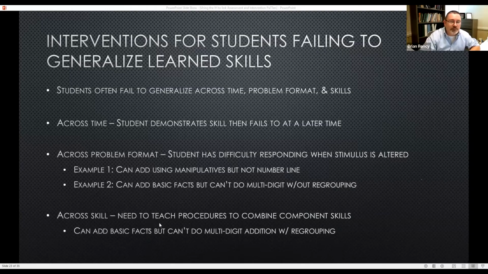And then across skill, you need to specifically teach procedures to combine component skills. Basically if a kid has a basic fact, but they can't do multi-digit addition with regrouping. I've done research where I've had kids up to 80 digits correct per minute, and that did not generalize to regrouping until I taught the procedure. And then when I taught the procedure, they made very aggressive growth. So the declarative skill, memorizing the fact, was one, but to do the larger skill, I had to put in the procedures. And when we did that, it worked well.